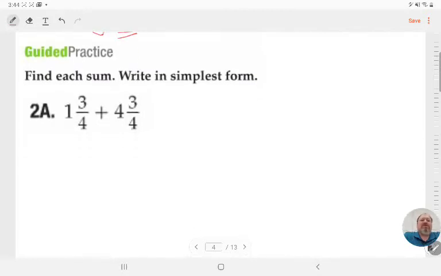So let's do this one together. We have 1 3/4, and we have 4 3/4. So we take our whole numbers, our 1 and our 4, and group them together.